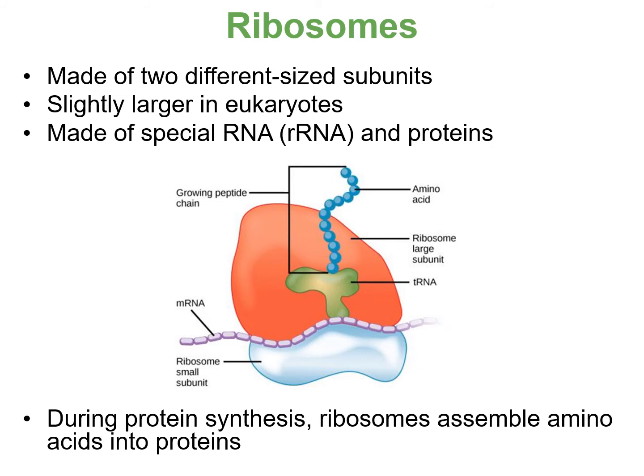Ribosomes are the cellular structures that are responsible for protein synthesis, and they are made up of two different size subunits. So we have the large ribosomal subunit here, and we have the small subunit right here. And ribosomes, as I mentioned previously, they're found in both prokaryotic and eukaryotic organisms, but they are slightly larger in eukaryotic organisms. And they are made up of special RNA, also known as ribosomal RNA or rRNA, and many different types of proteins. And during protein synthesis, the ribosomes assemble amino acids into proteins.